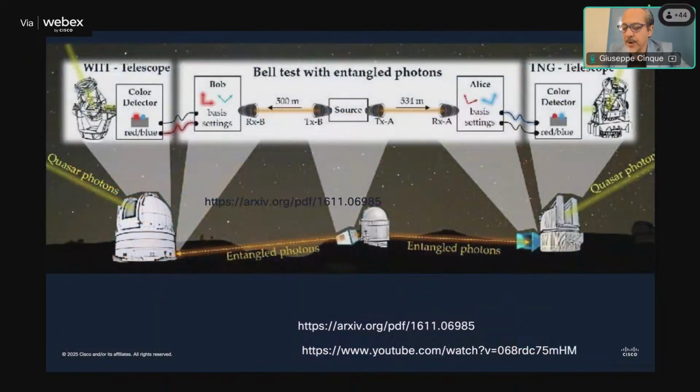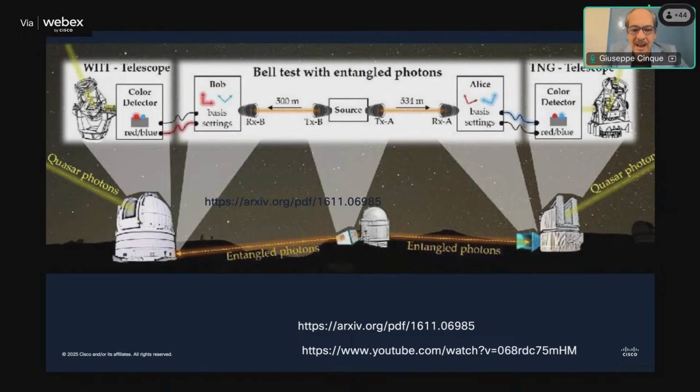But one point is, what if this entanglement is not really true? What if Einstein was right? Maybe there is some hidden variable. This quantum phenomenon maybe looks like a spooky action at a distance, but it's not really true.